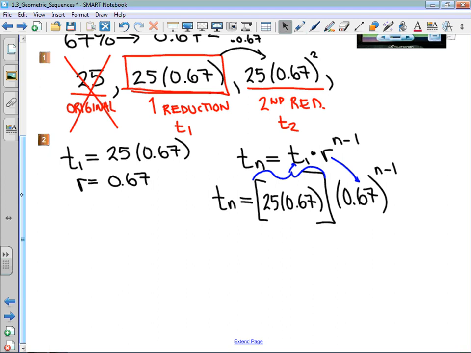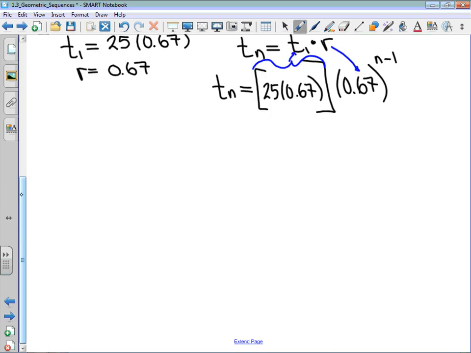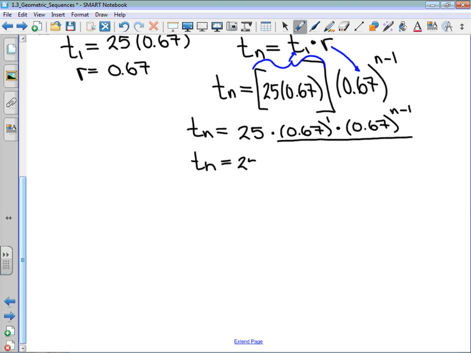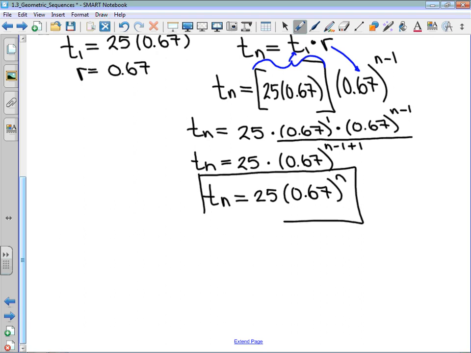Now, there is certainly some math cleanup that we can do here. A lot of students don't like doing this, but I think it's really important to build these exponential skills. I'm going to write this a little bit differently and say that Tn is 25 times 0.67 to the power of 1 times 0.67 to the power of n minus 1. That's exactly what I had above, just splitting that square bracket into 2 different factors. What I'm underlining here has the same base. So I can write Tn as 25 times the common base of 0.67, and then I take their exponents and add them. What's n minus 1 plus 1? Well, it's just n. So Tn is 25 times 0.67 to the power of n. And that is much easier to work with than this form right here that I put an asterisk.